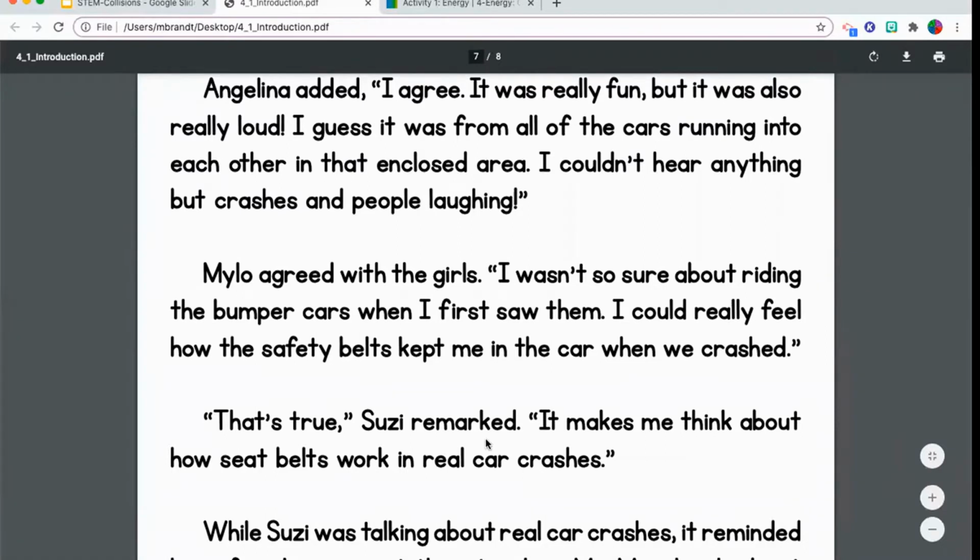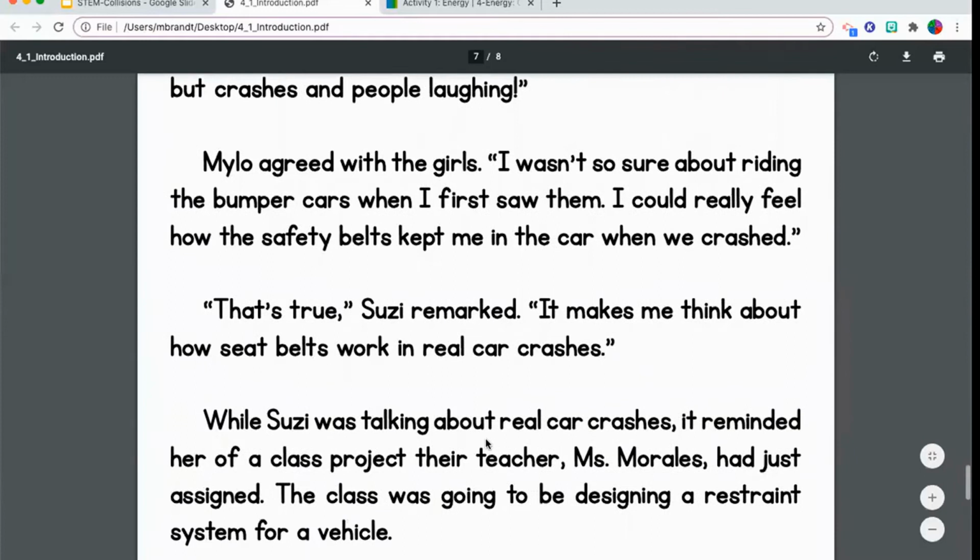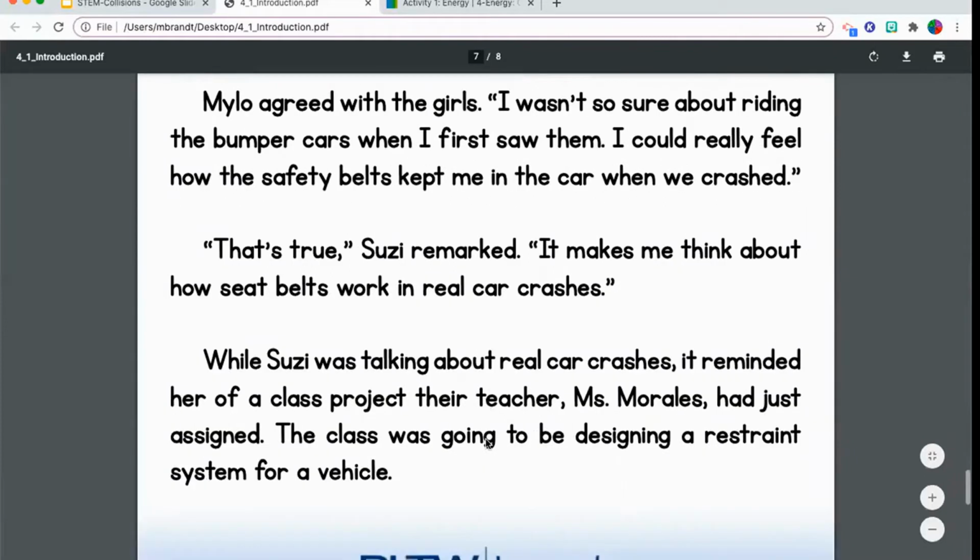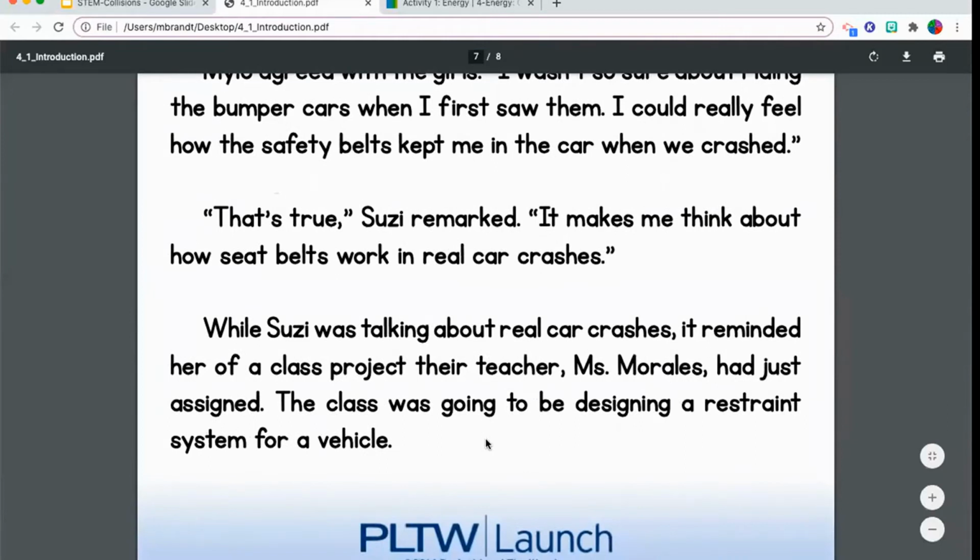Milo agreed with the girls. "I wasn't so sure about riding the bumper cars when I first saw them. I could really feel how the safety belts kept me in the car when we crashed." "That's true," Susie remarked. "It makes me think about how seatbelts work in real car crashes." While Susie was talking about real car crashes, it reminded her of how the class project for their teacher, Miss Morales, had just been assigned.